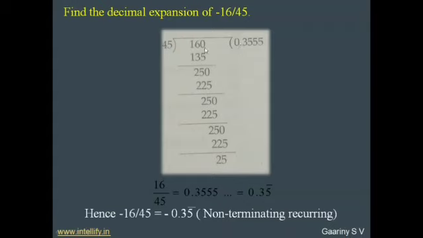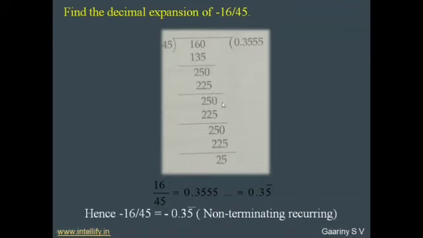When you divide 160 by 45, you can place a quotient 3 here. When you multiply 45 by 3, you get 135. When you subtract 135 from 160, you get 25. Since 25 is less than 45, you place a 0 and then 5 in the quotient. When you multiply 45 by 5, you get 225. Subtracting 250 minus 225, you get the remainder 25 again. Since 25 is less than 45, you place a 0 here.